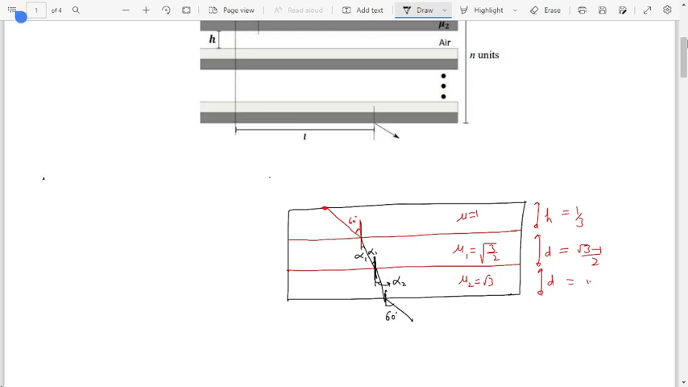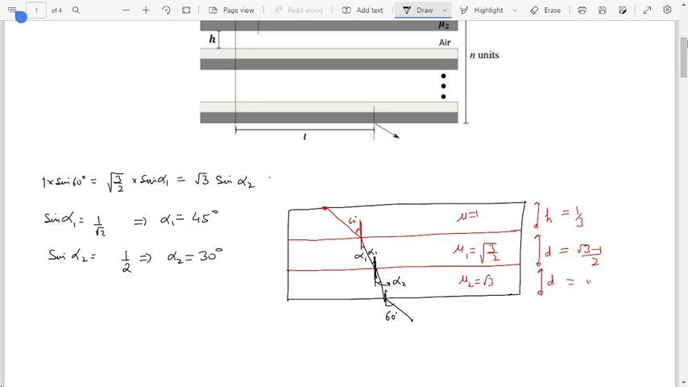That means 1 into sine 60 is equal to mu 1, which is root 3 by 2, into sine of alpha 1, and also equal to mu 2, which is root 3, into sine of alpha 2. From here, sine of alpha 1 will come out to be 1 by root 2, which gives us alpha 1 as 45 degrees. Similarly, sine of alpha 2 will come out to be 1 by 2, which gives us alpha 2 equal to 30 degrees.